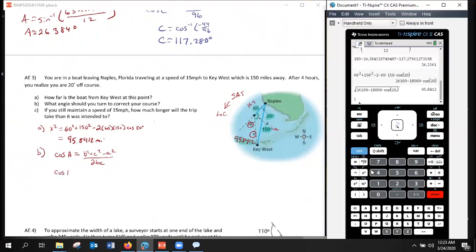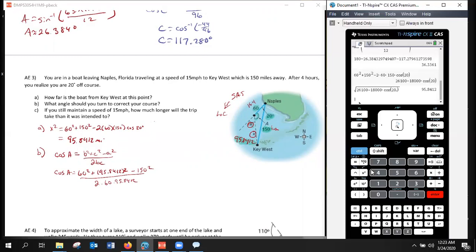That's okay. Cosine of A is going to be the other two sides that I want, which would be 60 squared plus that 95.8412 squared. In my calculator, I'm going to be using the exact answer, minus the 150 squared, all over 2 times 60 times the 95.8412.